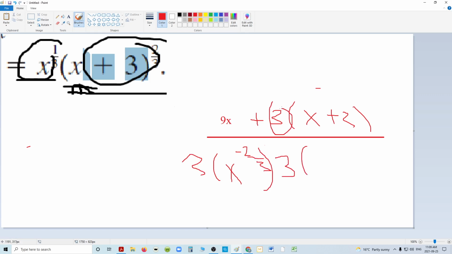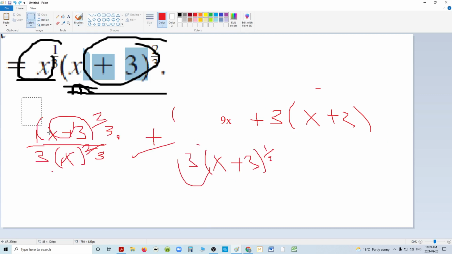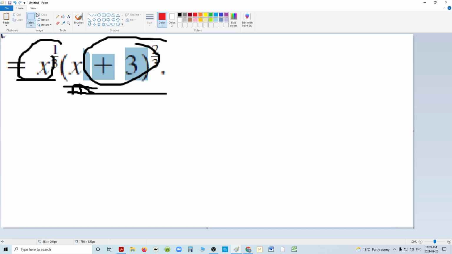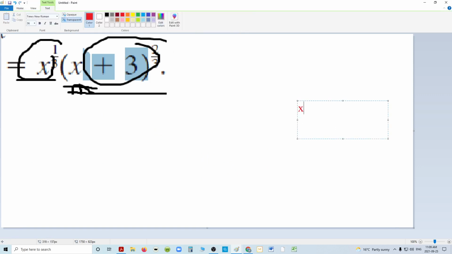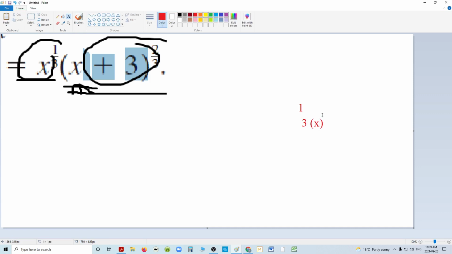Actually, I might have gotten the 3's wrong, because there's 2 3's here. So I think there's another 3 I have to... Actually, you know what? Let's go back and do this properly. See what happens when you rush. But I had the right idea. What's the derivative of x minus 3? X minus 3's derivative is 1 over 3 times x to the 2/3. Like that. No, I think I got it right.